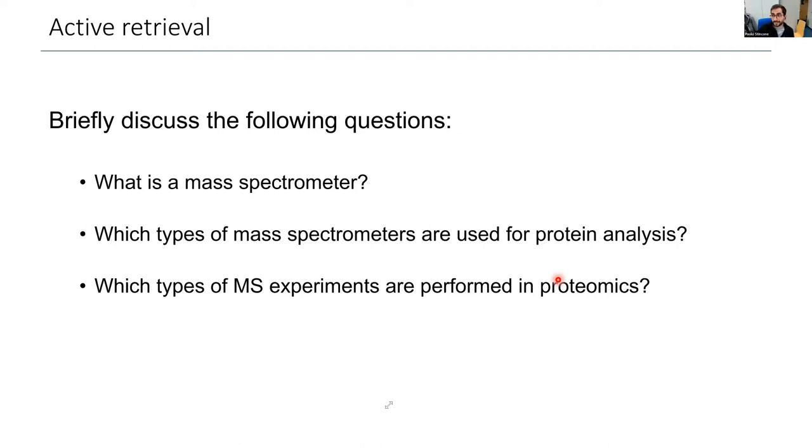I would say that it's possible to use Orbitrap mass spectrometry, mostly I believe for on-target proteomics. Maybe there are better ones, I don't know. And then also Q-TOF, it's possible to use.